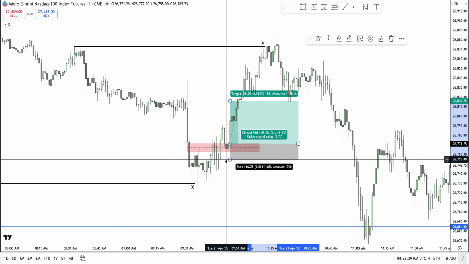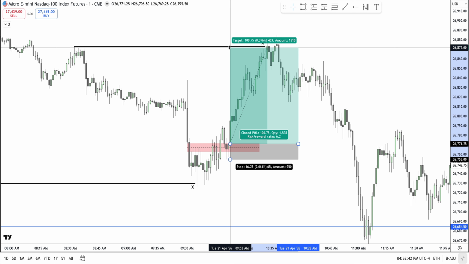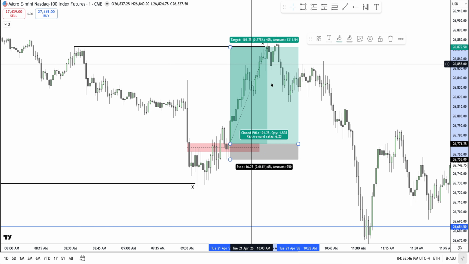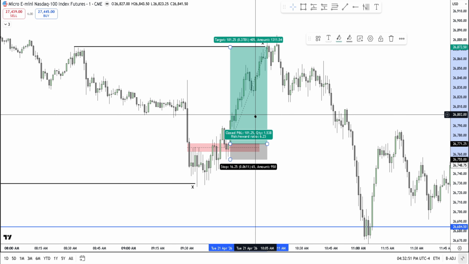You could put your stop below this candle here, and we would target probably this wick or maybe this high from pre-market at 8:30. It's a beautiful trade. That's how you trade the inversion fair value gap.